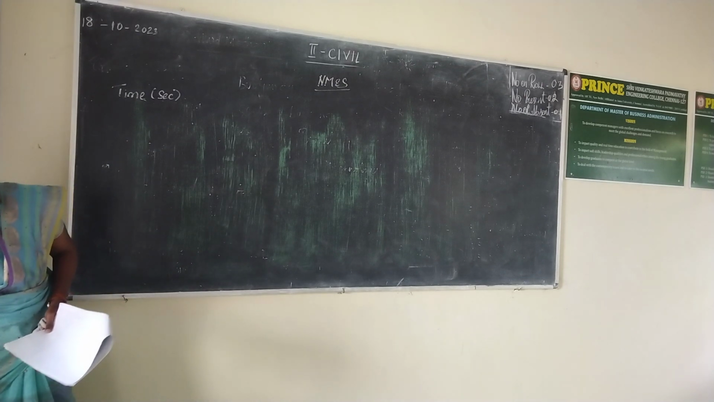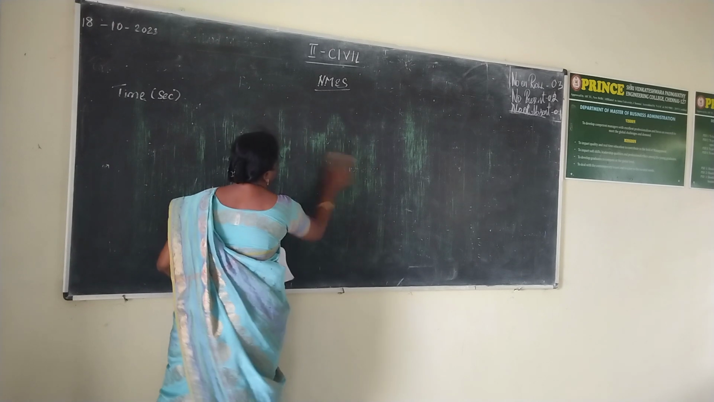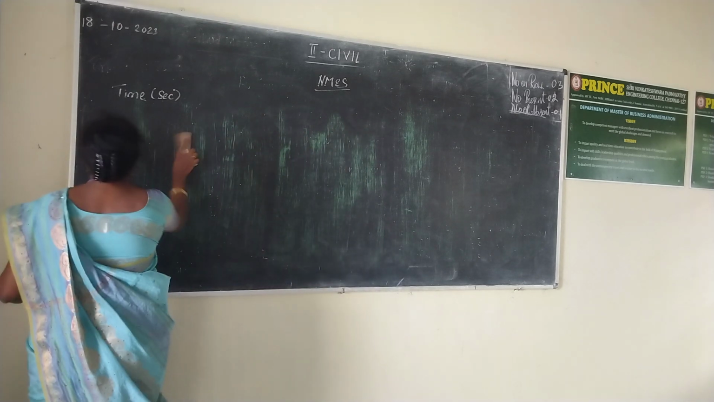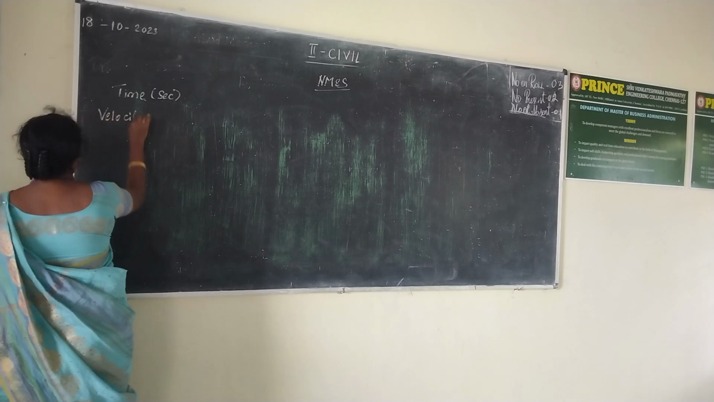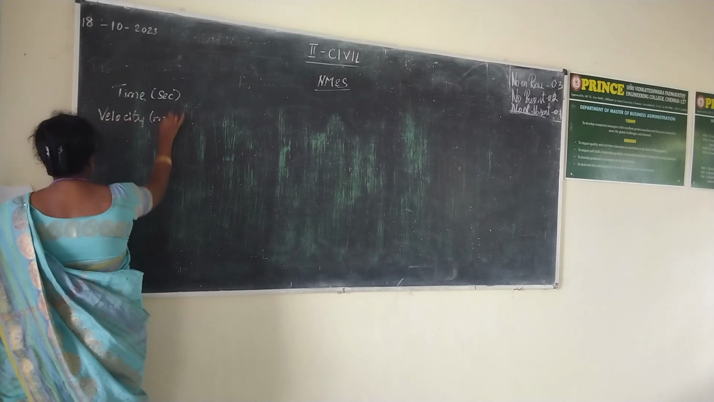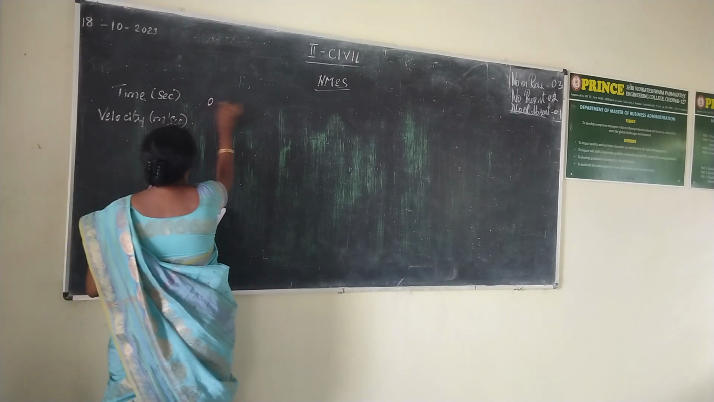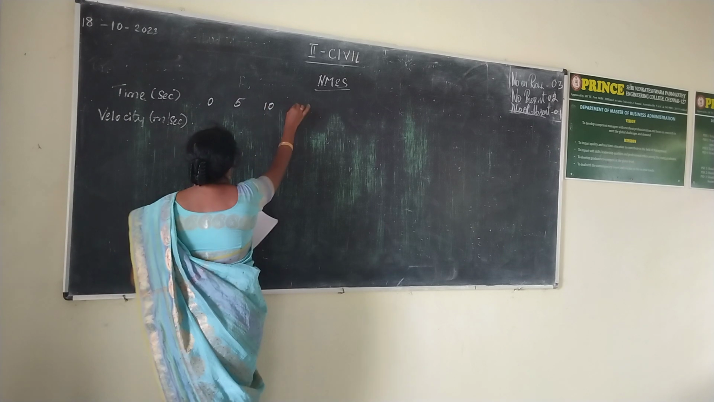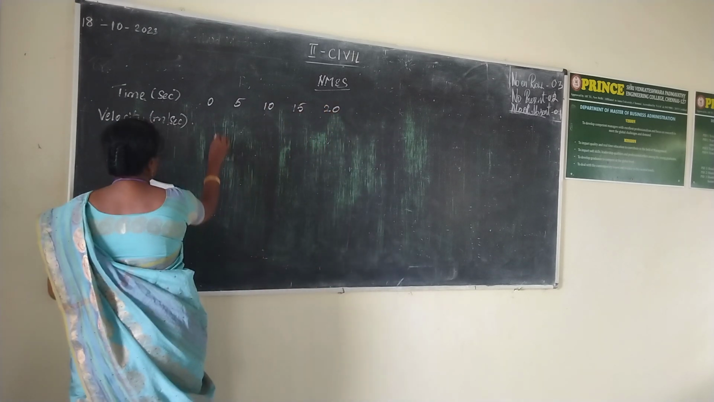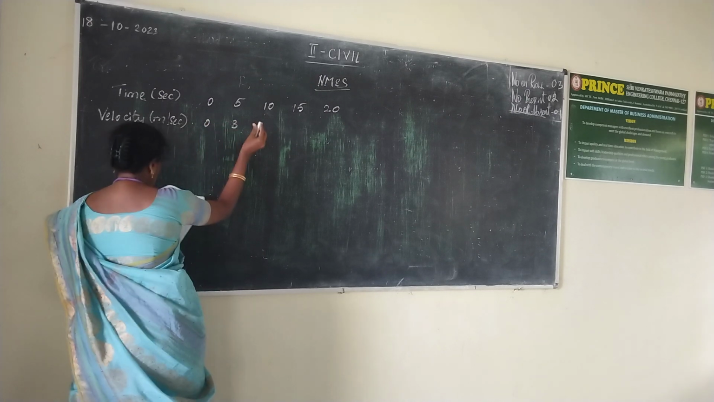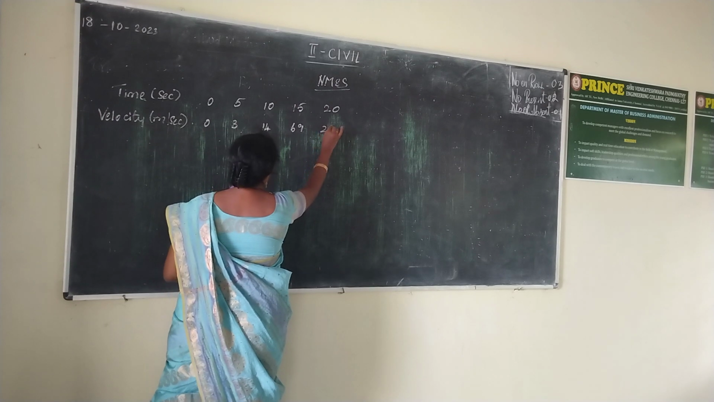Note down the data now. We are given time in seconds and the corresponding velocity in meters per second. Time: 0, 5, 10, 15, 20. Corresponding velocity: 0, 3, 14, 69, 228.